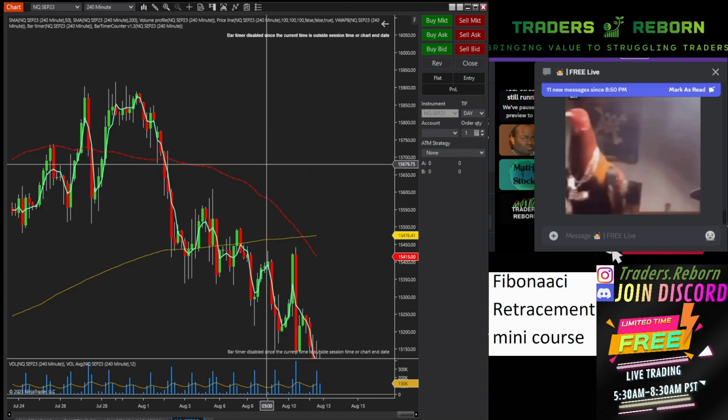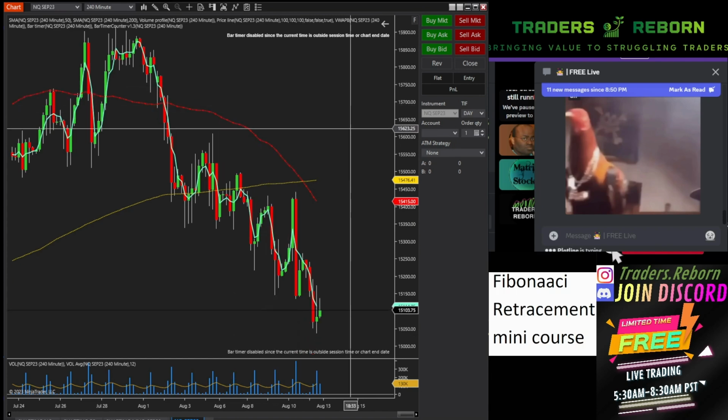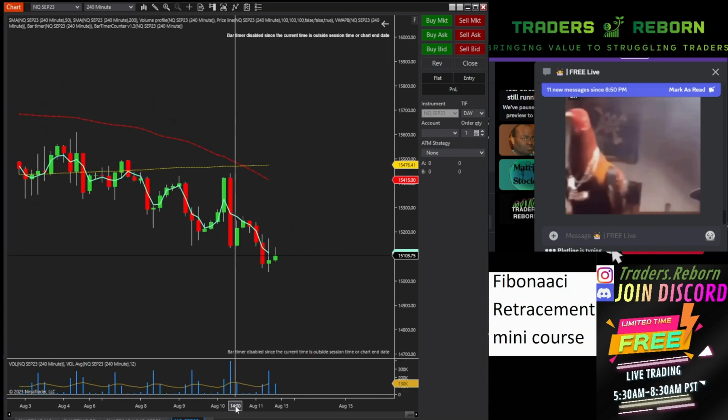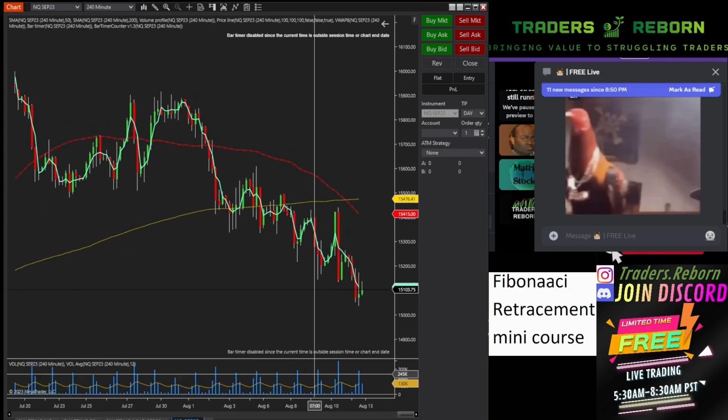Okay, so that's just right there. All right. So now what we're gonna do is we are going to go into how to draw it. Okay. So what I like to do when I draw Fibonacci's is I like to draw from the higher time frame down to the lower time frame.